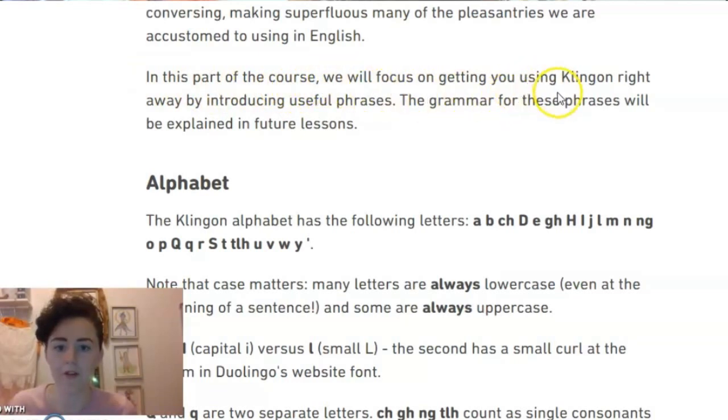In this part of the course, we will focus on getting you using Klingon right away by introducing useful phrases. The grammar for these phrases will be explained in future lessons.